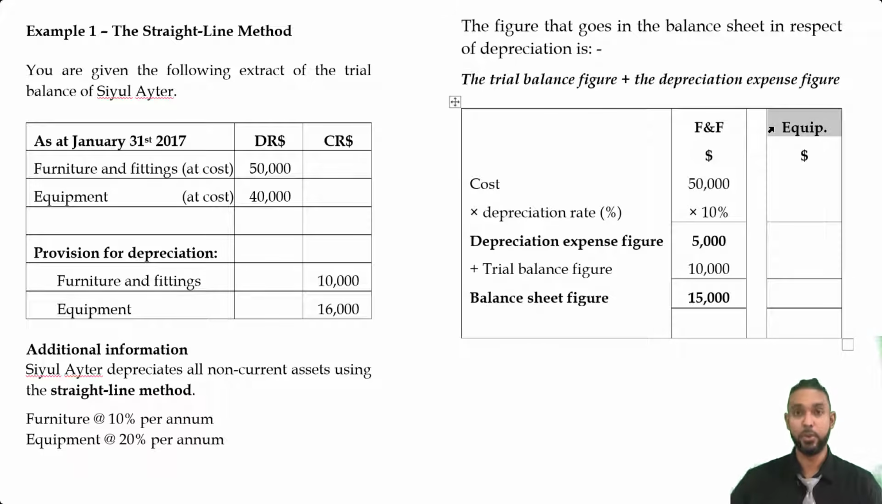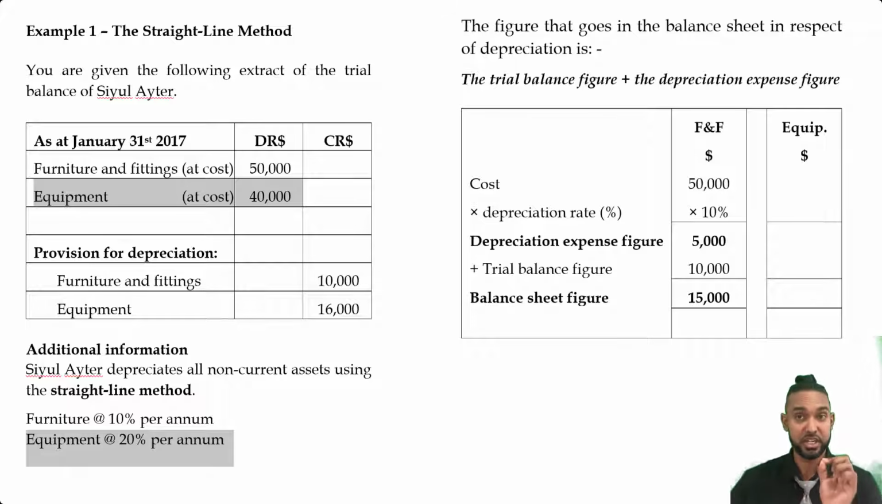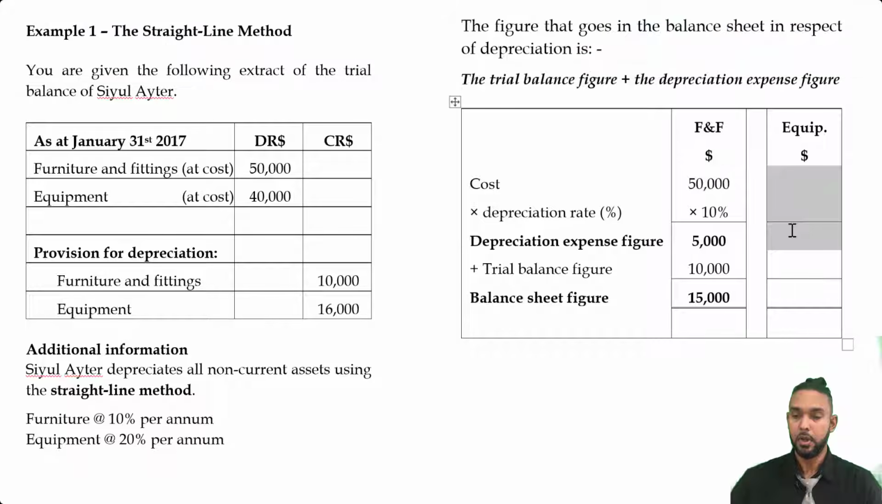Let's repeat that for the equipment. What we need is the cost of the asset and to multiply it by the depreciation percentage. The cost of the asset is 40,000. Its depreciation rate is 20% per annum. We are using the straight line method, so we simply multiply those two figures together. And we're going to get 80,000, right? 40,000, sorry, not 80, 8,000. 40,000 by 20% is 8,000.